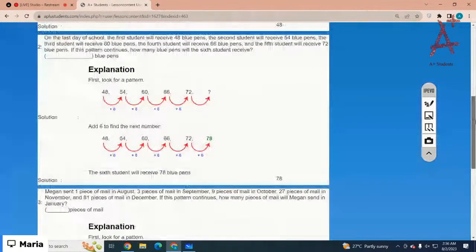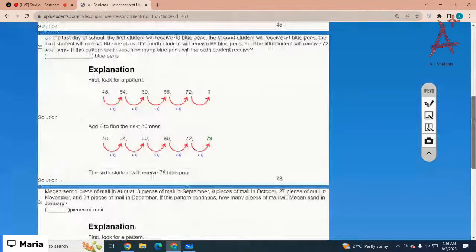Okay, on the last day of school, the first student will receive 48 blue pens. The second student will receive 54 blue pens. The third student will receive 60 blue pens, the fourth student will receive 66 blue pens, and the fifth student will receive 72 blue pens. If the pattern continues, how many blue pens will the sixth student receive?